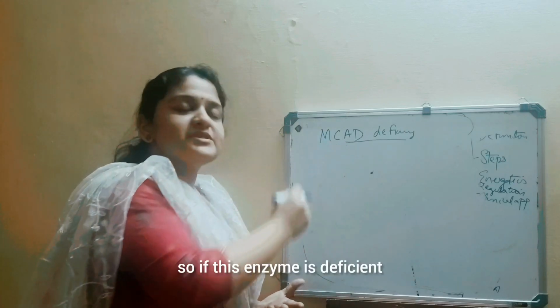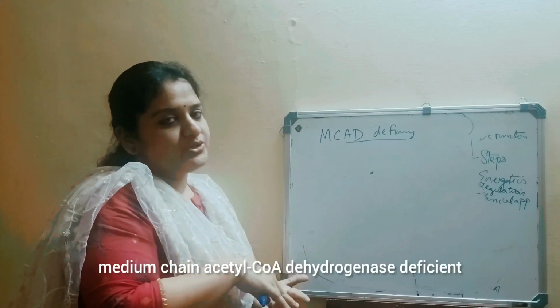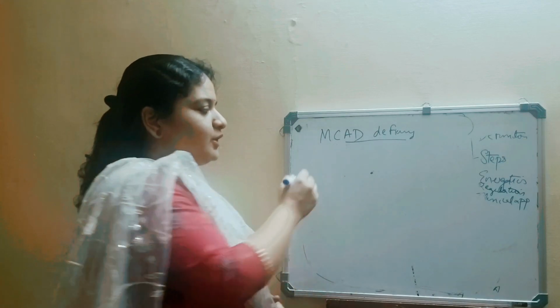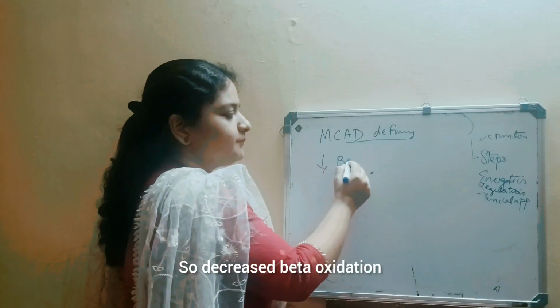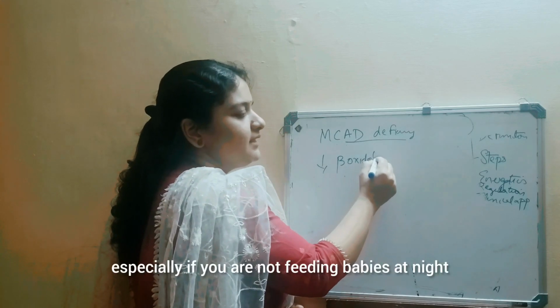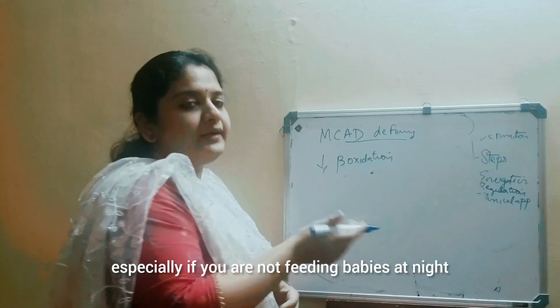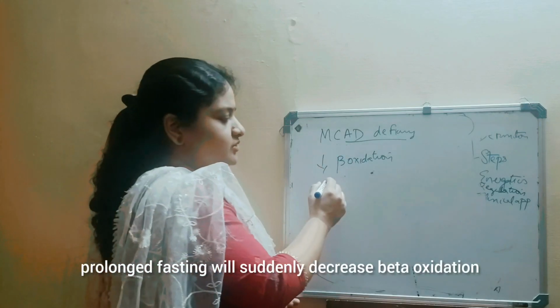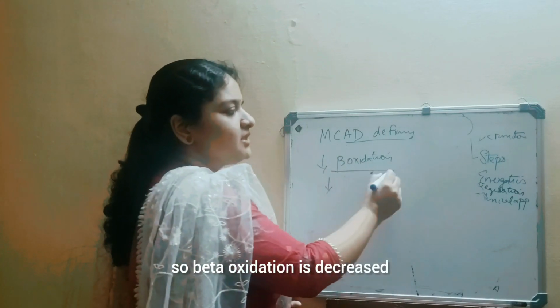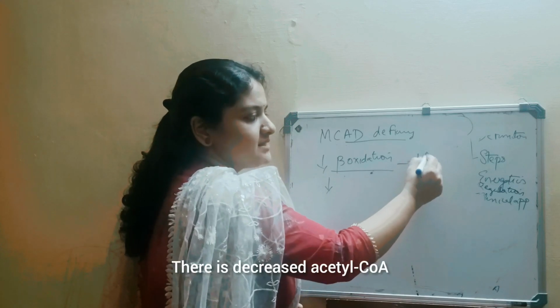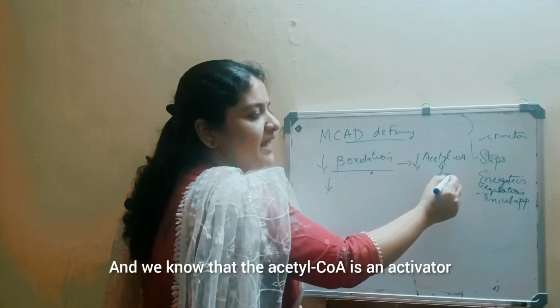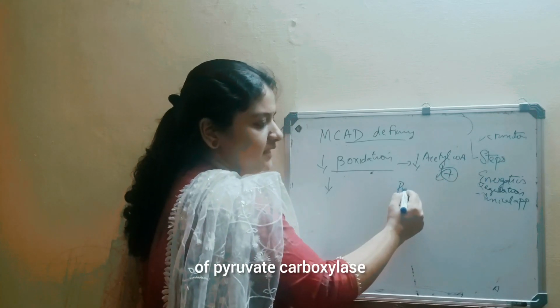So if this enzyme, medium chain acyl-CoA dehydrogenase, is deficient, what will happen? Beta oxidation will not occur, so decreased beta oxidation, especially if we are not feeding babies at night, that is prolonged fasting. Prolonged fasting will result in decreased beta oxidation. So if beta oxidation is decreased, what will happen? There is decreased acetyl-CoA. And we know that acetyl-CoA is an activator of pyruvate carboxylase.